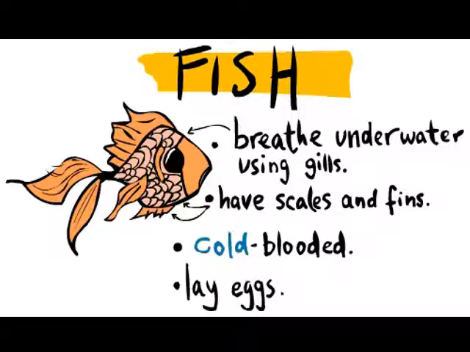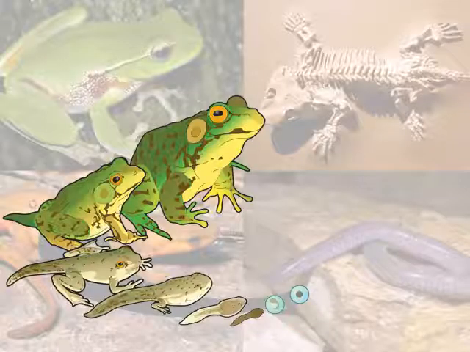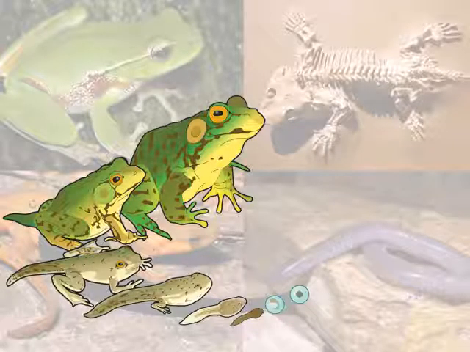Fish breathe underwater using gills. They have scales and fins. Which kind of scales do they have? Disconnected or detached scales. They are cold-blooded and they lay eggs, so they are oviparous. The second animal group that we're going to talk about is amphibians.